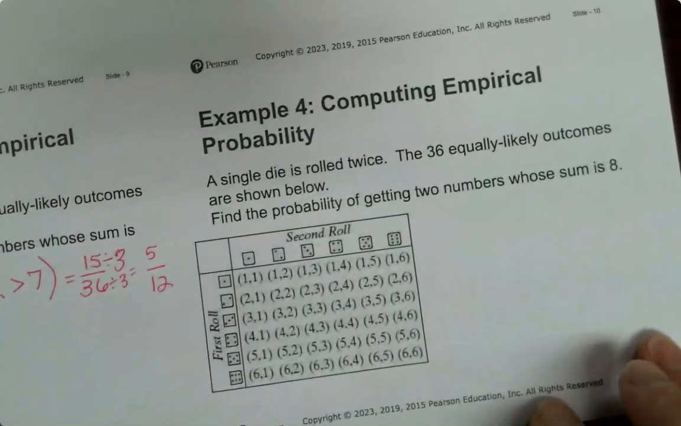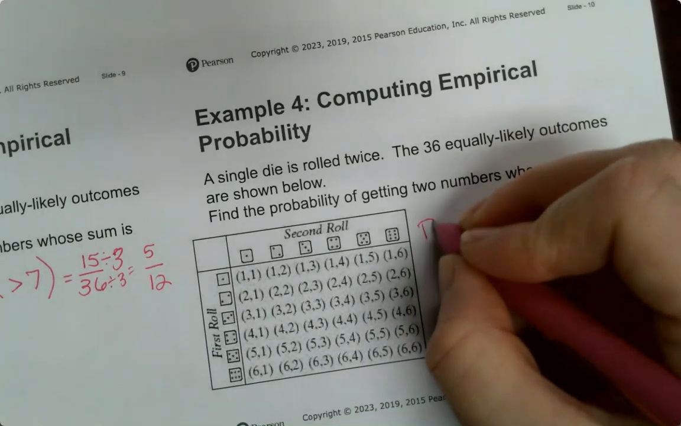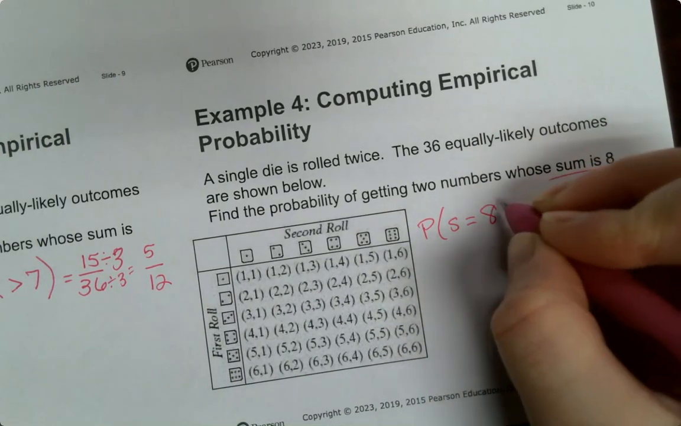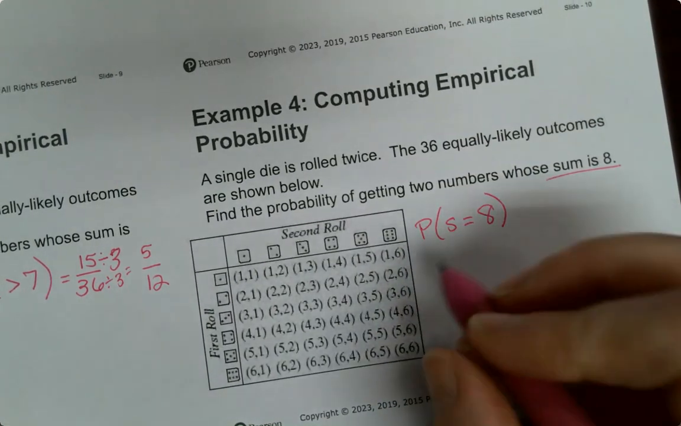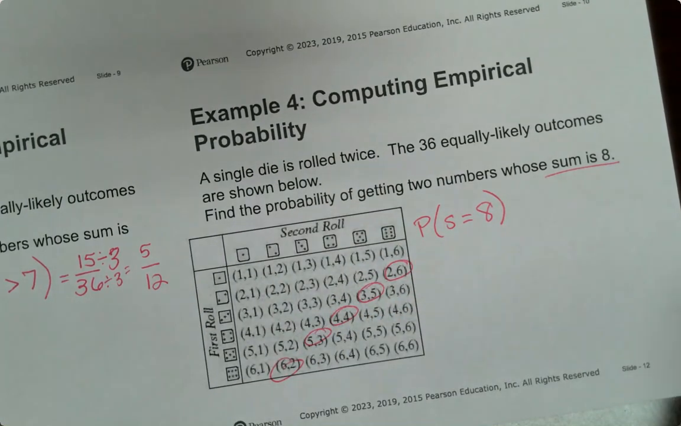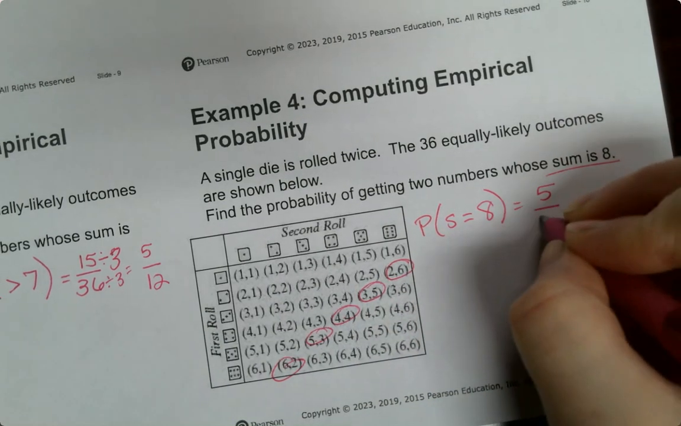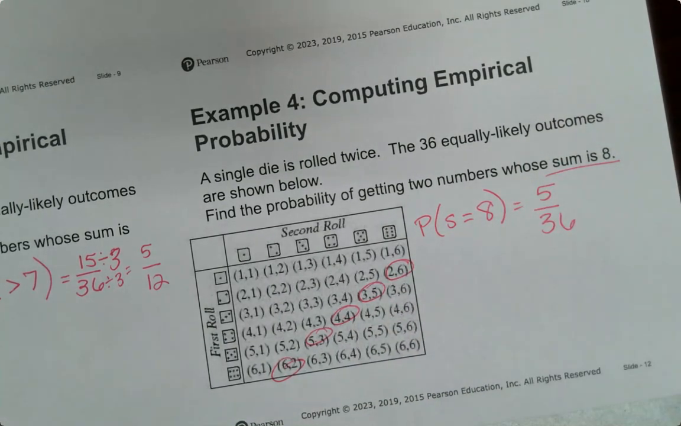Okay, and then our last problem is to find the probability of getting two numbers whose sum is 8. The probability that the sum equals 8 now. So exactly 8. 1, 2, 3, 4, 5 out of the 36. And we can't reduce that.